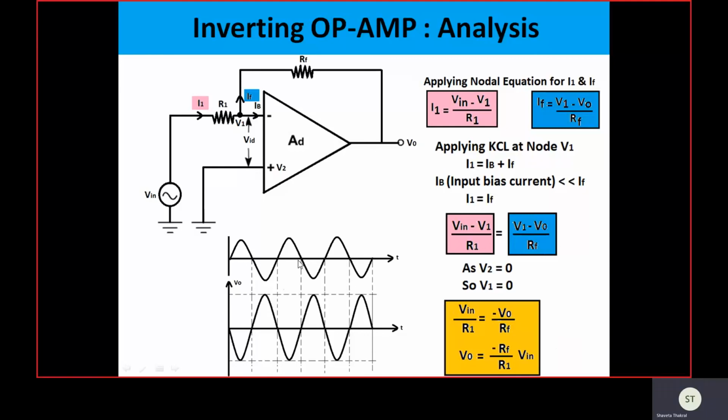And here we can observe the waveform: this is the applied input signal and this is the obtained output signal. We can see that this particular output voltage obtained is amplified, and that is with the 180-degree phase reversal as compared to the input signal. That's why this is called the inverting operational amplifier.